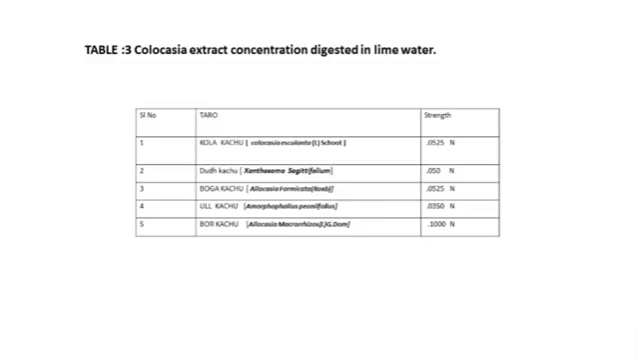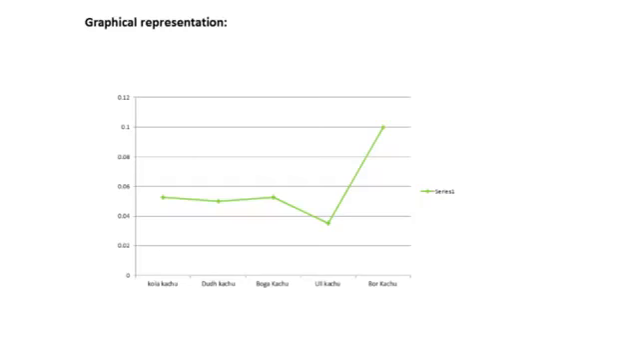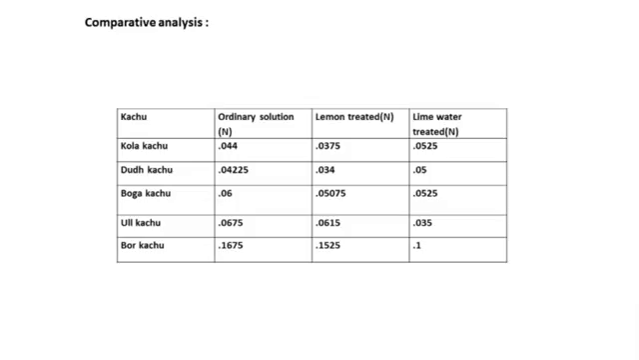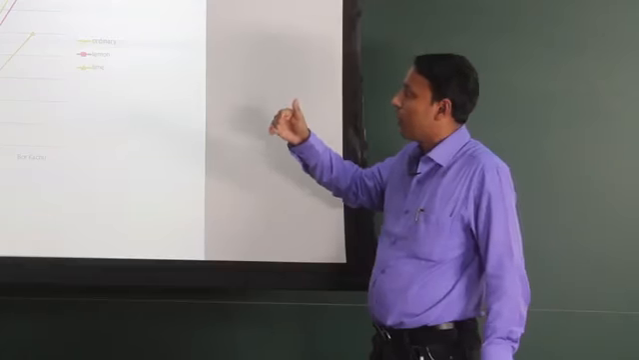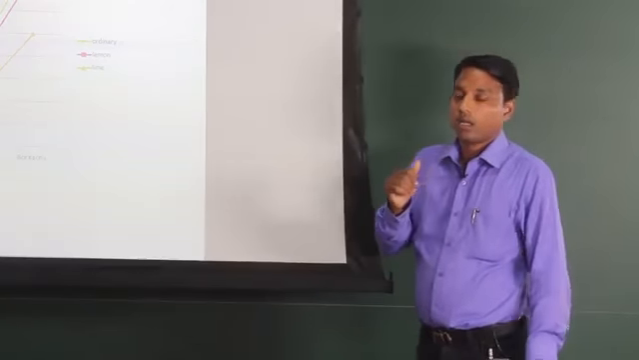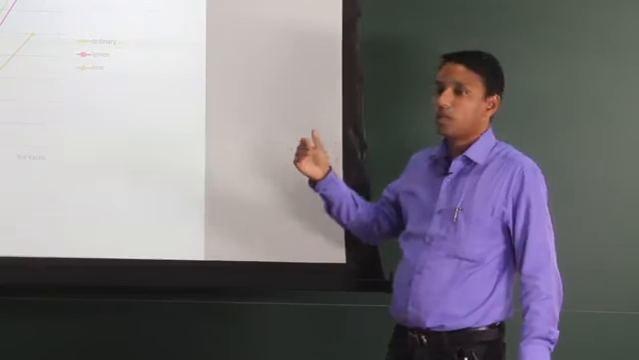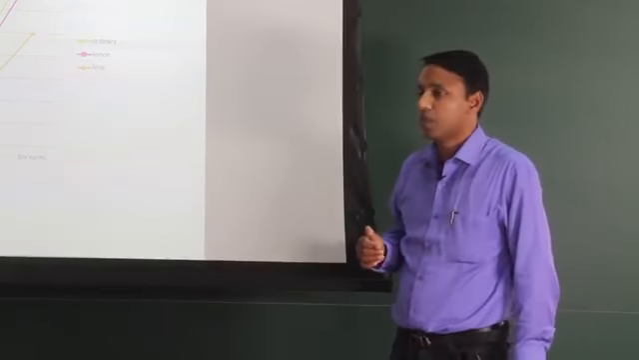So again if I see the graph, if I do a comparative study, next sir. This is a comparative study of the 5 different types of Colocasias, and these are the results. Then the next graphical representation will come. From the graph it is seen that there is a variation: the green graph is the ordinary extract, the pink one is for lemon juice treatment, and the last one is for lime water. So it is clear that when we treat the Colocasia with different types of solution like lemon and lime, the oxalate ion concentration gradually reduces.